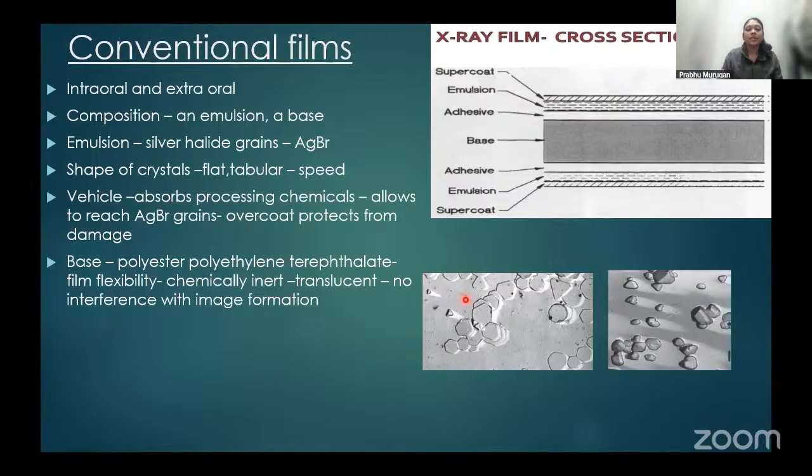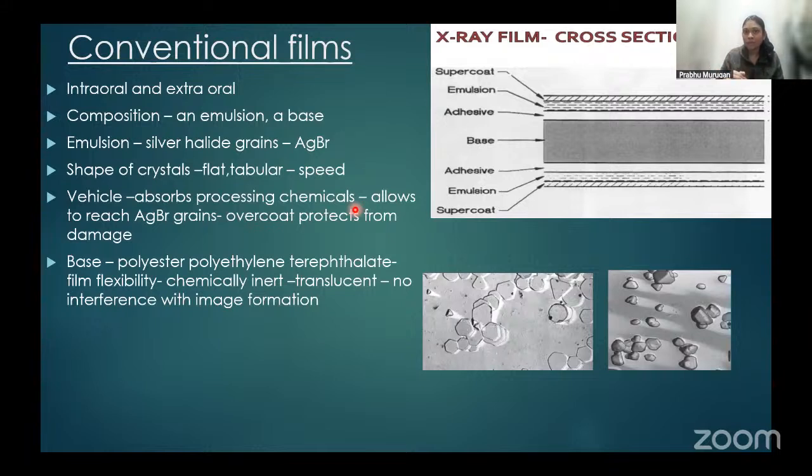Okay, so the next thing is your vehicle. That is, your vehicle is going to absorb your processing chemicals. This emulsion will absorb the processing chemicals, allow them to reach the silver halide grains, and we have something called an overcoat, I told you, right? This will protect the X-ray film from any kind of mechanical damage or external damage. Okay, so this vehicle is to absorb the chemicals and helps to process the X-ray film.